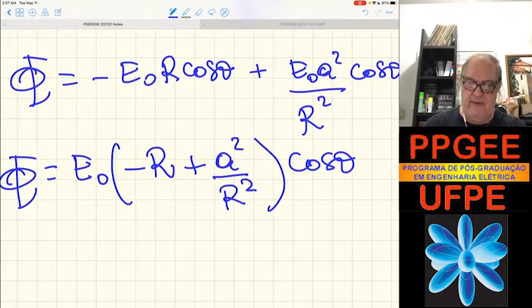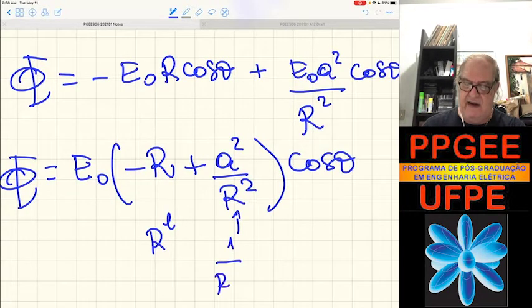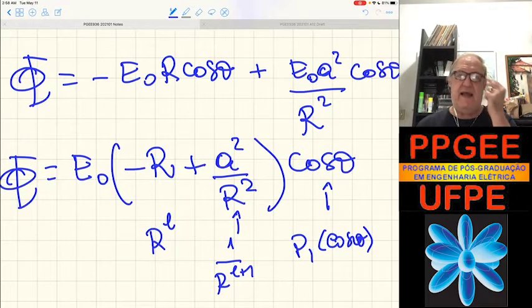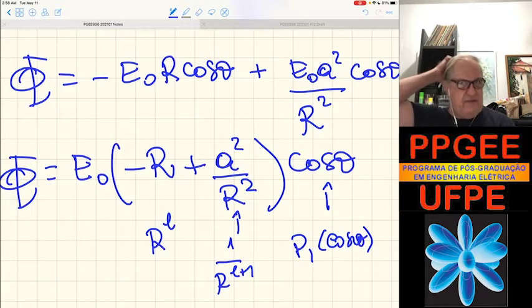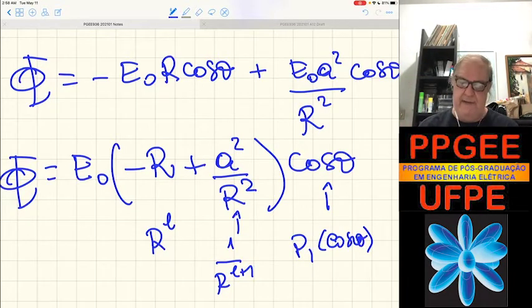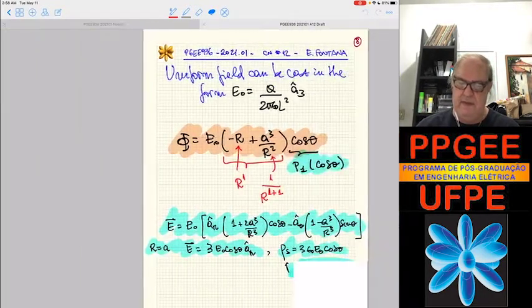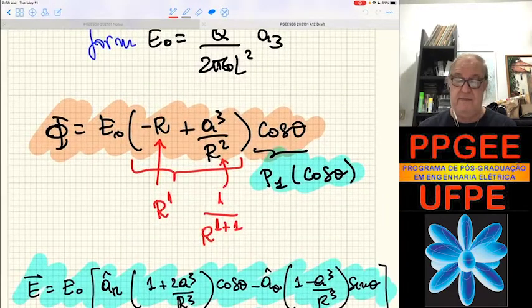This is r to the L, and here 1 over r to the L plus 1. This is P1 of cosine theta, the first term in the series, the L equals 1 term. The solution has the L equals 1 term outside of the sphere. That's the solution. This gives the uniform field, and this gives the dipole field.